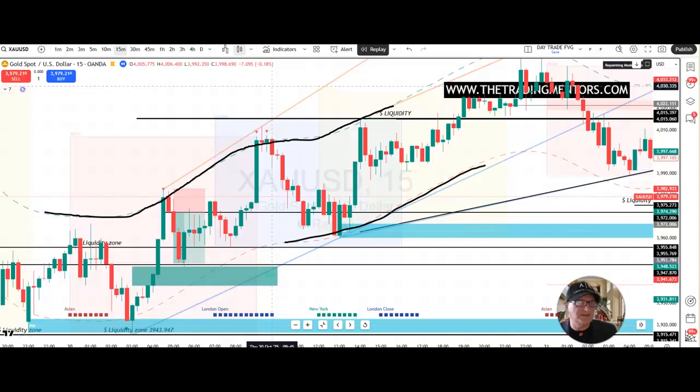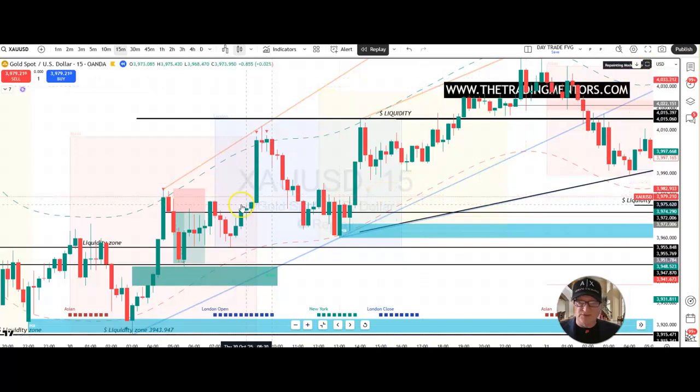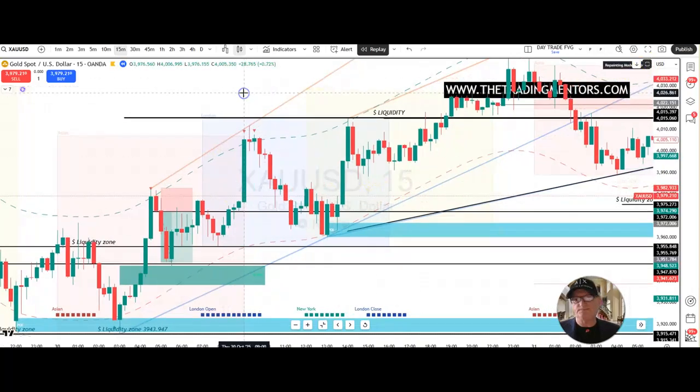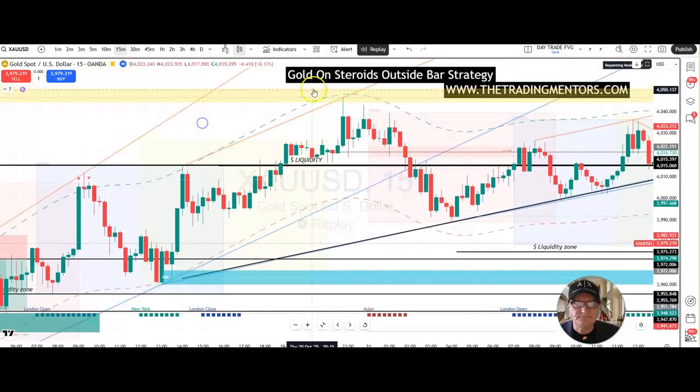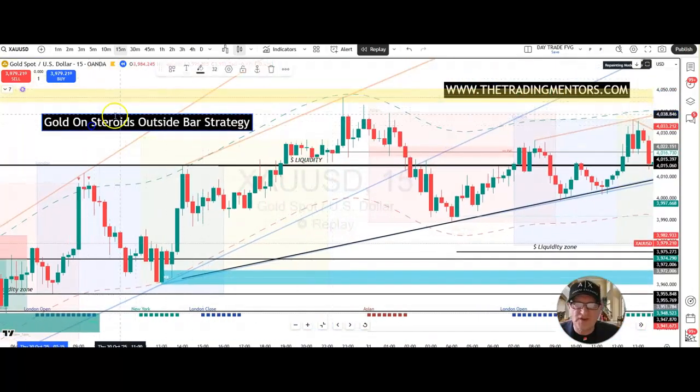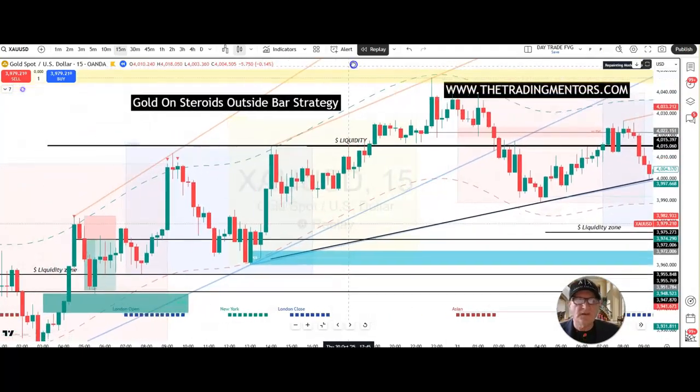Okay, we have another strategy for that. That's the continuation pattern, the trend. When everything's green, we buy. When everything's red, we sell. Okay, so this strategy doesn't cover this. That will cover the outside bar strategy within the Trading Mentors. Gold on steroids outside bar strategy, as we call it.